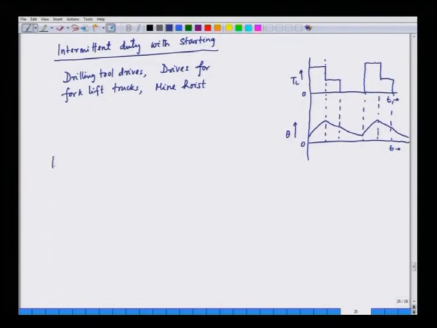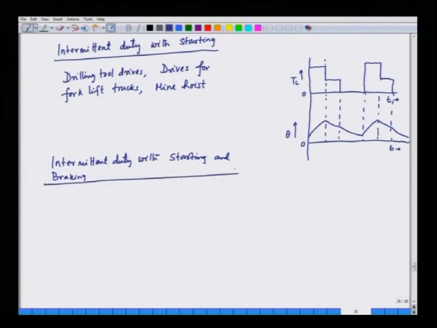So, we have intermittent duty with starting and braking. So, we have the classifications like this. We have the load torque and we have the temperature rise. So, how does the load torque change? The starting, it requires large torque for starting.